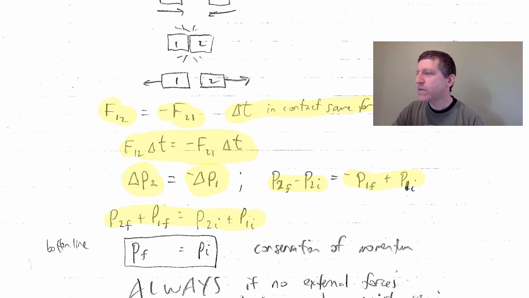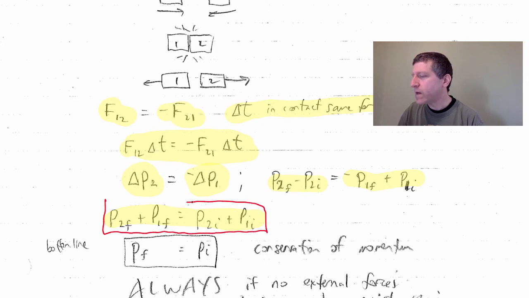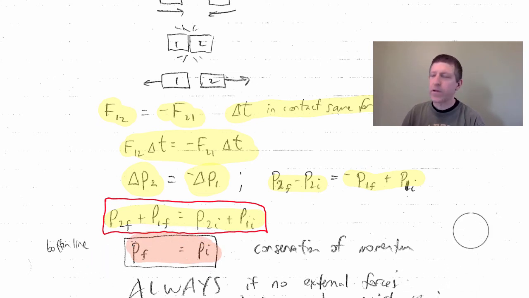So this right here is kind of the fundamental statement that gives us this. Notice that this is P2 final and P1 final. That is the final momentum of all the objects in the system. This is P2 initial plus P1 initial. This is the initial momentum of all the objects in the system. What this is telling us is that the final momentum of the system is equal to the initial momentum of the system. So that is what we call conservation of momentum.